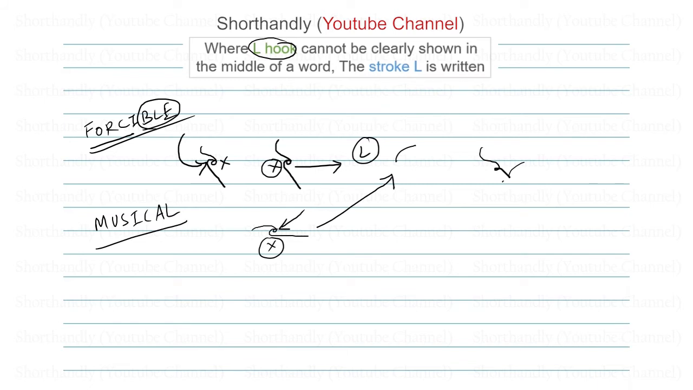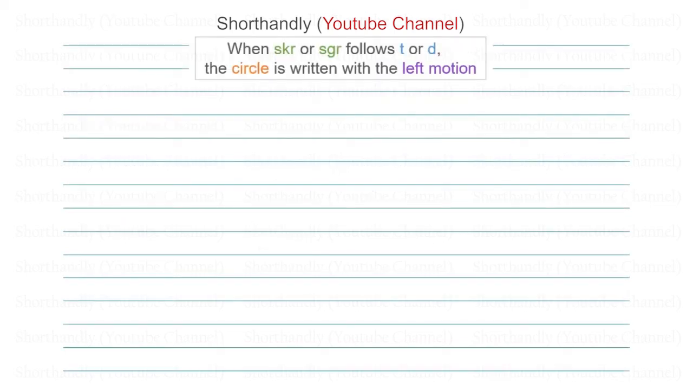So the word musical will be written like this. Alright, so this is what this statement is all about. Now let's proceed to the second statement. When skr or sgr follows t or d, the circle is written with the left motion. So it's saying that if we have a word where skr or sgr comes after a t or d consonant, then in that case we can make the circle with the left motion.